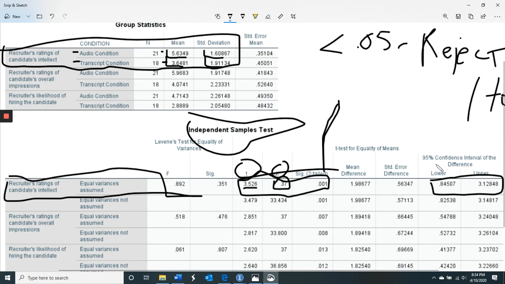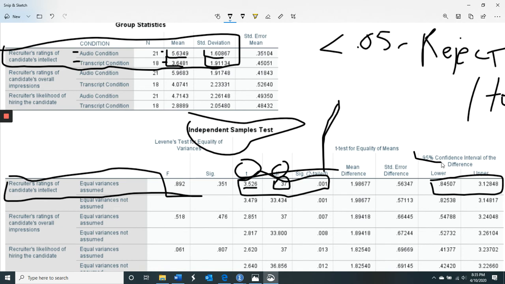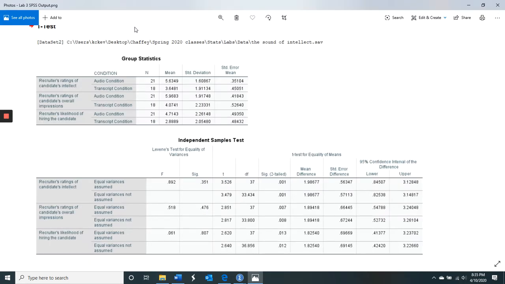Then we report the 95% CI, which is right here. So that's pretty easy. The 95% CI was brackets 0.85, rounded up, comma, 3.13, and a bracket period. So that's all you need for intellect. And again, those sentences are 100% identical to the sentences that we've been writing for our exam.